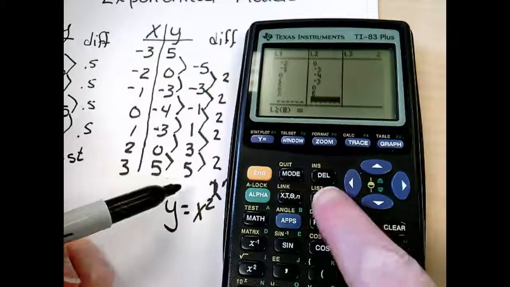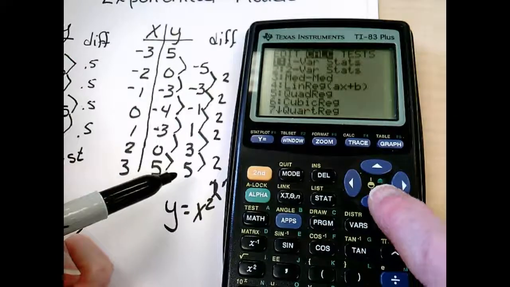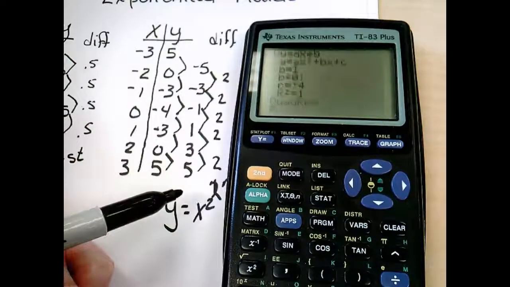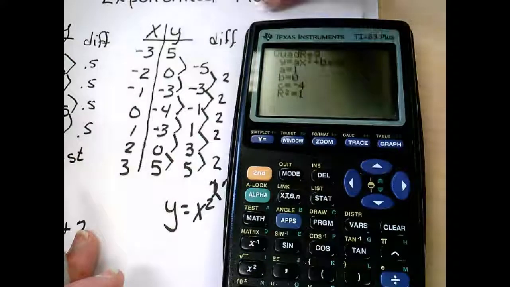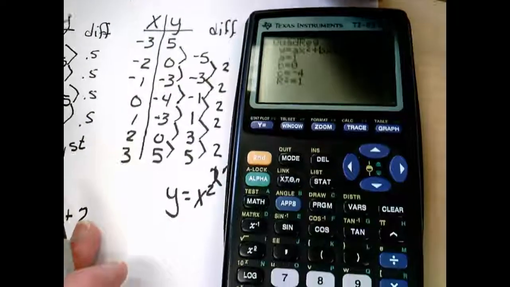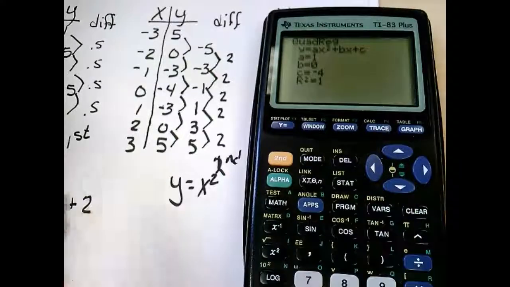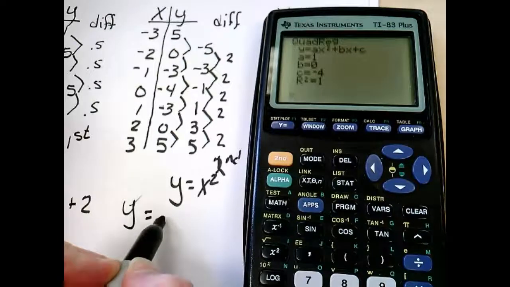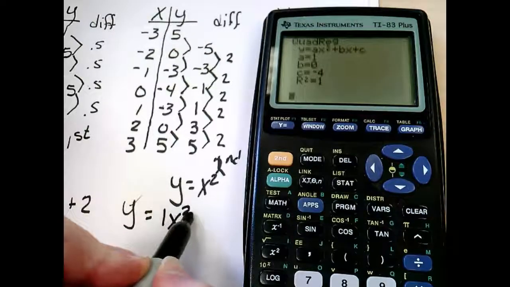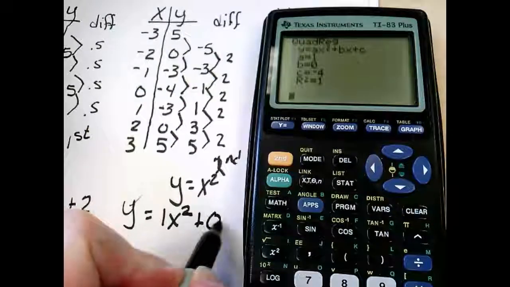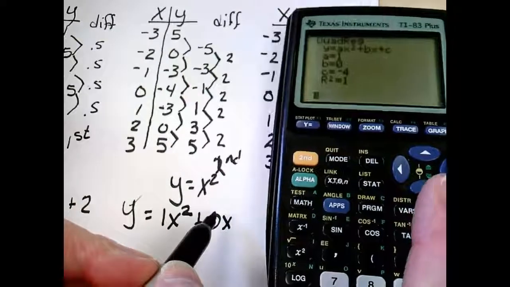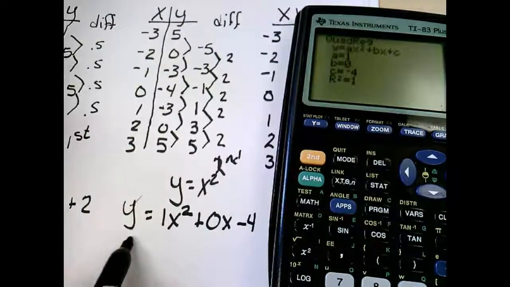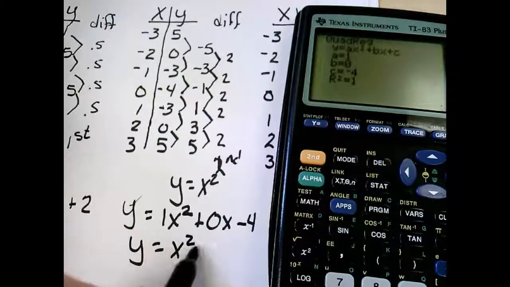And now I can just hit my Stat key, go over Calc. I know this has to be a quadratic regression. Again, I enter twice, and it gives me my equation. It gives me y equals, my a is 1, x squared, plus my b is 0x, and my c is -4. So I get an equation y equals x squared minus 4.